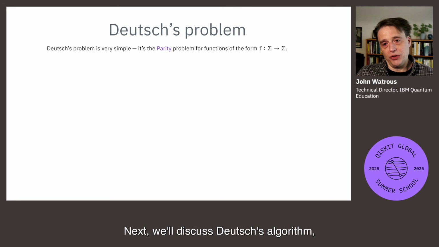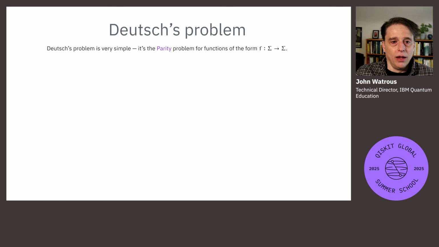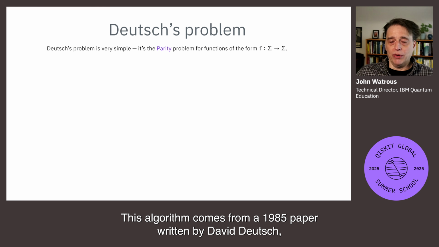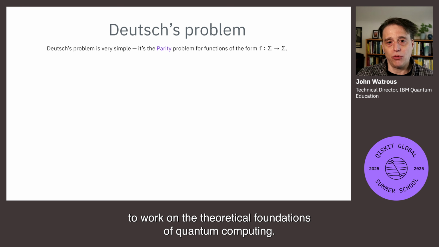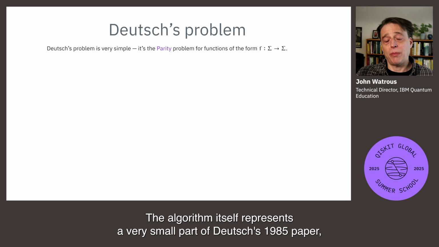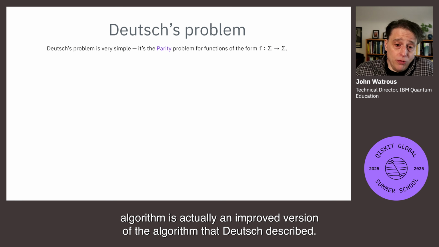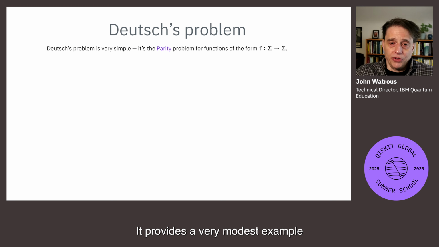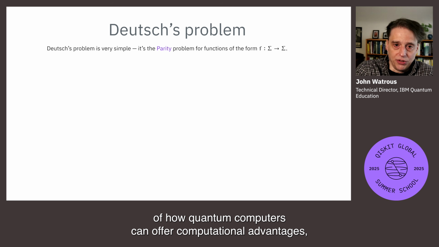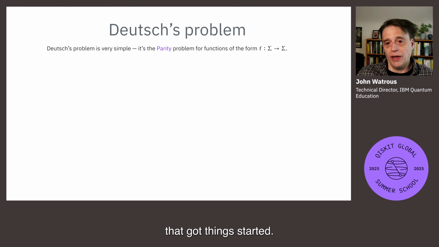Next, we'll discuss Deutsch's algorithm, which is a very simple quantum query algorithm, but it really is a gem. This algorithm comes from a 1985 paper written by David Deutsch, who was one of the very first people to work on the theoretical foundations of quantum computing. The algorithm itself represents a very small part of Deutsch's 1985 paper, and in fact, the algorithm that we now call Deutsch's algorithm is actually an improved version of the algorithm that Deutsch described. It provides a very modest example of how quantum computers can offer computational advantages, but you have to start somewhere, and it really was an important spark that got things started.